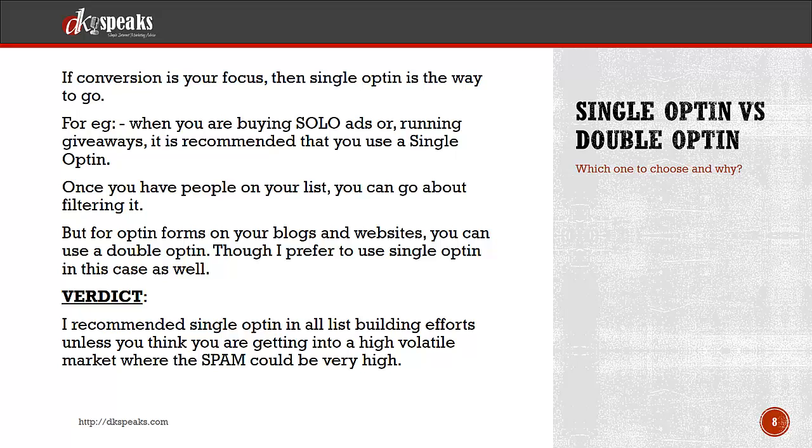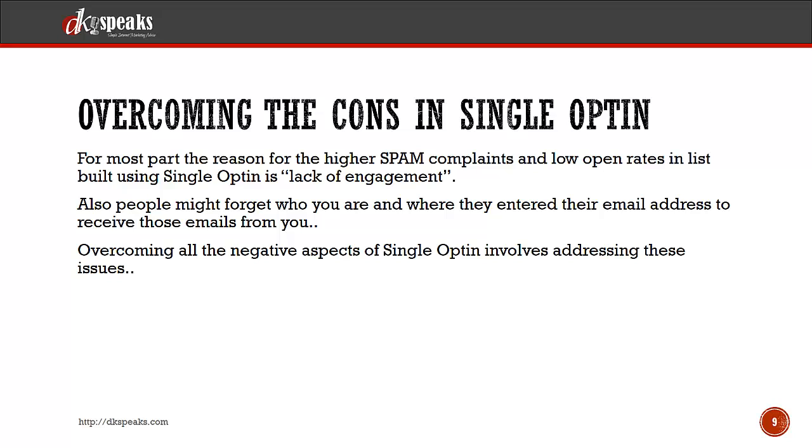Though I personally prefer to use single opt-in in my blogs and websites as well. So I recommend single opt-in in all list building efforts, unless you think you're getting into a highly volatile market where the spam rate could be very high. So how do you overcome the cons in single opt-in, if single opt-in is the way to go?